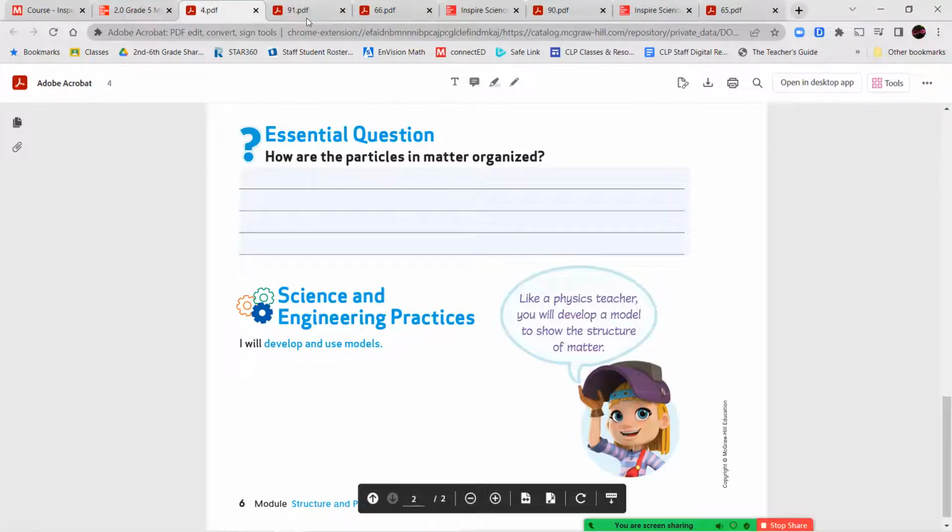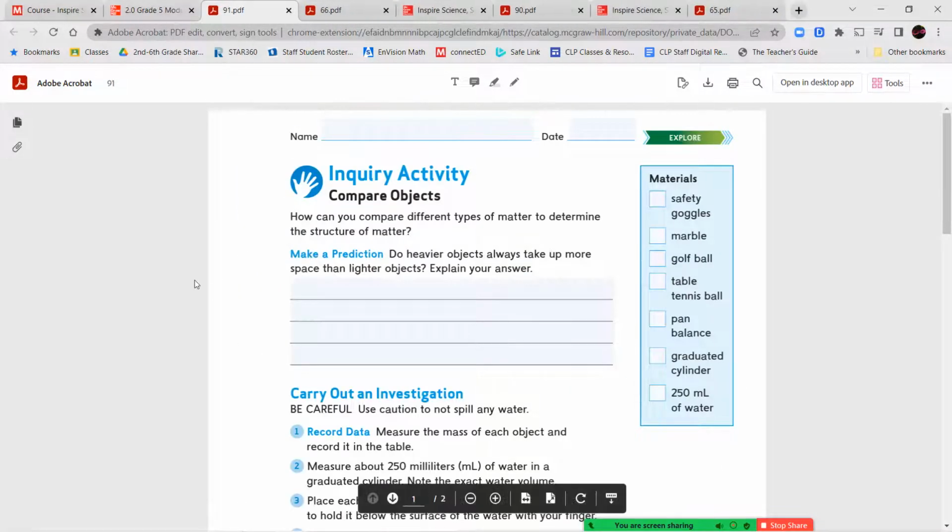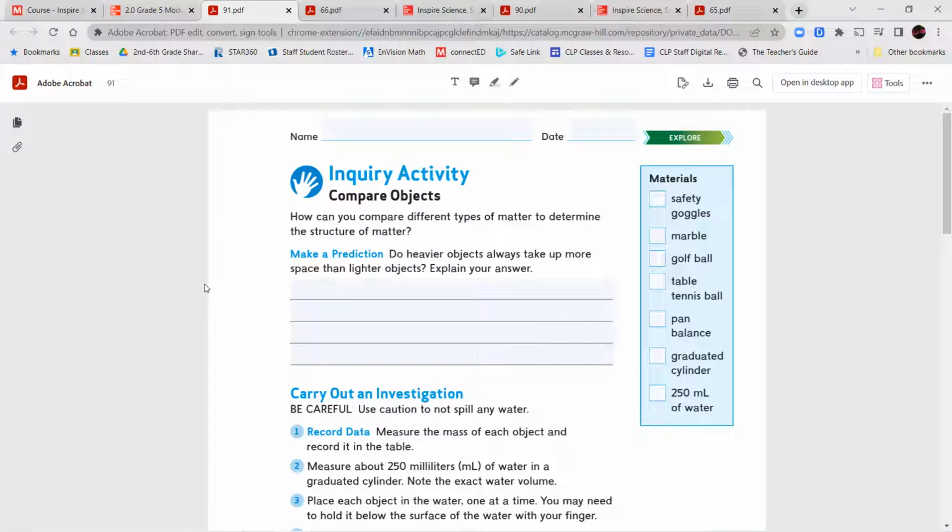Now, once you've completed these pages, we're going to jump in and we have an inquiry activity. Our inquiry activity is to compare objects. Now, our essential question here that we're going to be focusing on for this activity is, how can you compare different types of matter to determine the structure of matter?